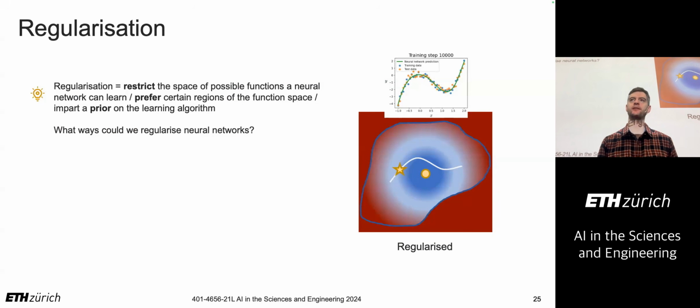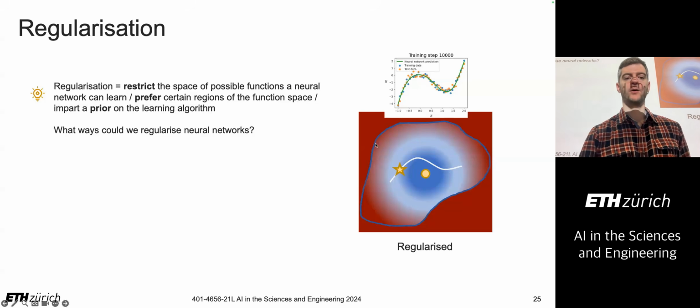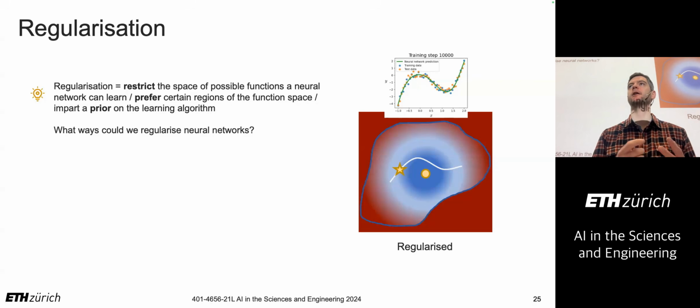Okay, so the definition of regularization is to restrict the space of possible functions. So changing the function space could also be thought of as regularization as well. Or preferring certain regions of the function space, or also in a probabilistic sense, it's imparting a prior on our neural network or our learning algorithm to prefer certain solutions already before we've trained the network.